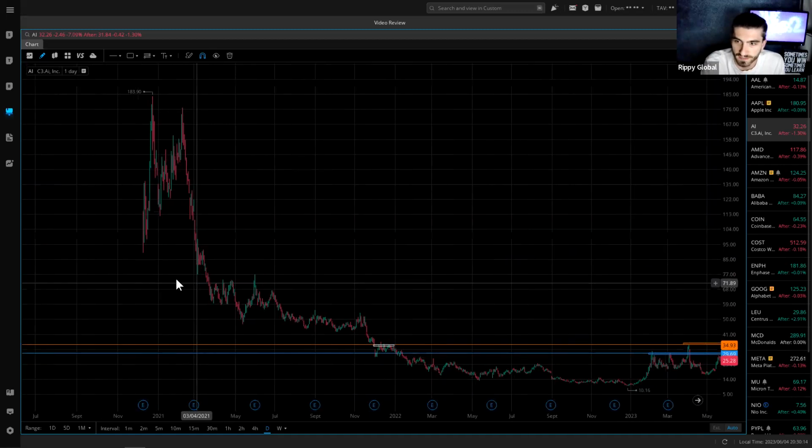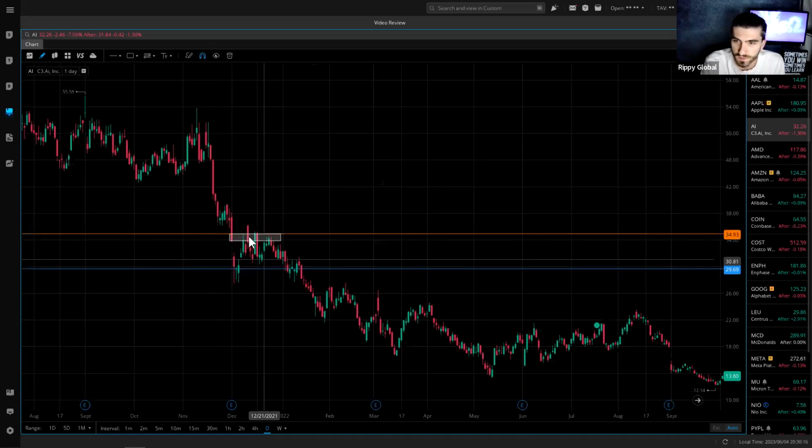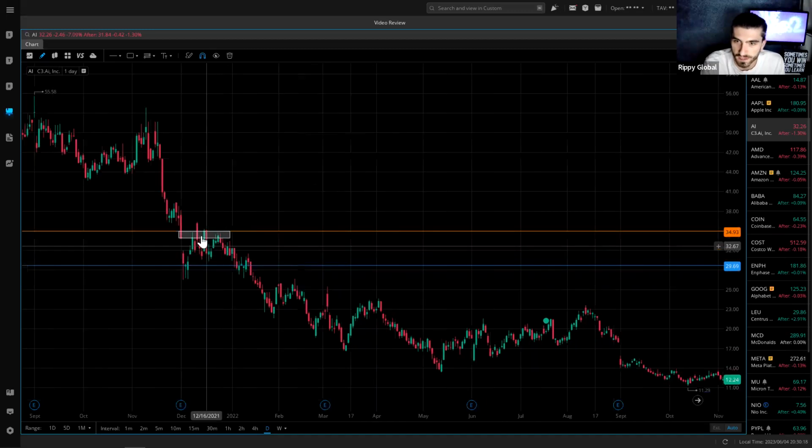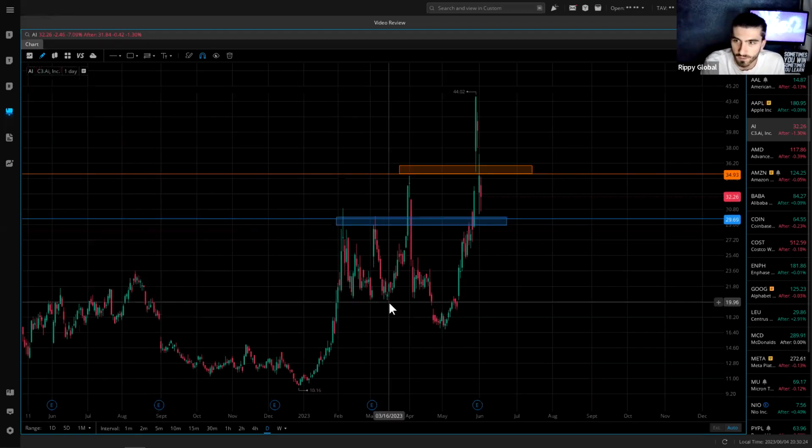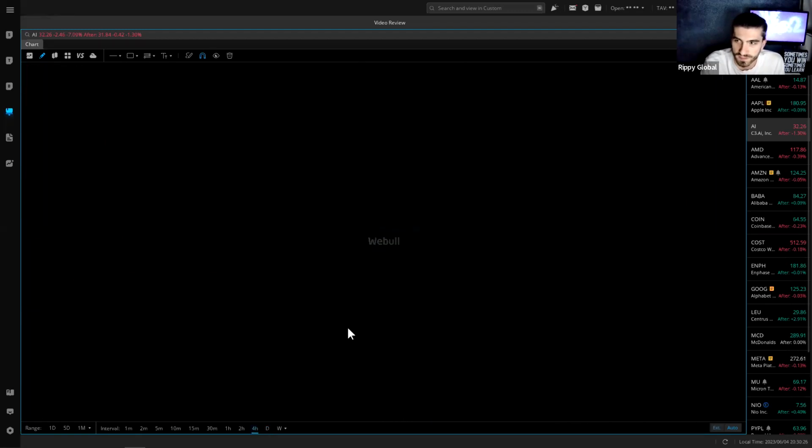If we go farther back, there's nothing left. So that's basically the main area, and that's kind of like a huge consolidation zone between that $30 a share and $35 a share before the breakdown happened. And now we're currently trying to contest those areas again.